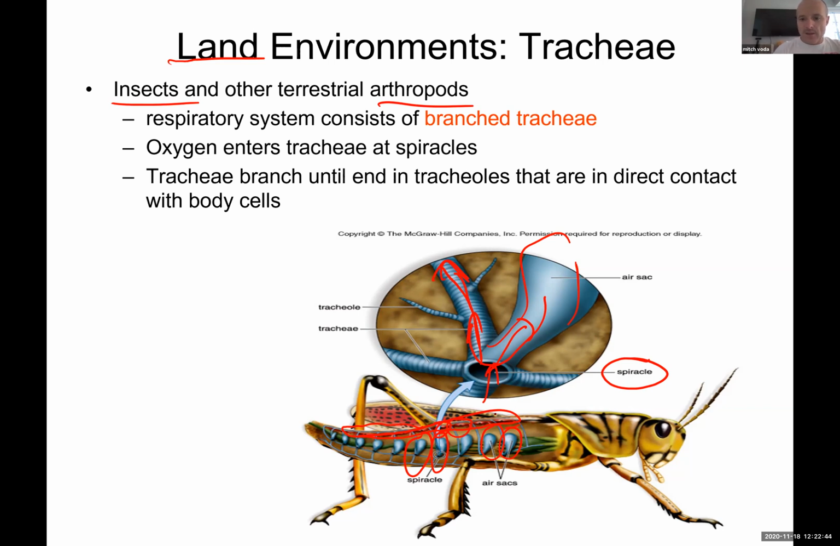So basically, arthropods get their oxygen through this little branch structure, which is called trachea, with the help of air sacs and through the opening, which is called the spiracle. Now, this trachea will branch into other smaller structures, which are called tracheoles. And these tracheoles come in direct contact with the cells that make up the organism, the arthropod itself.